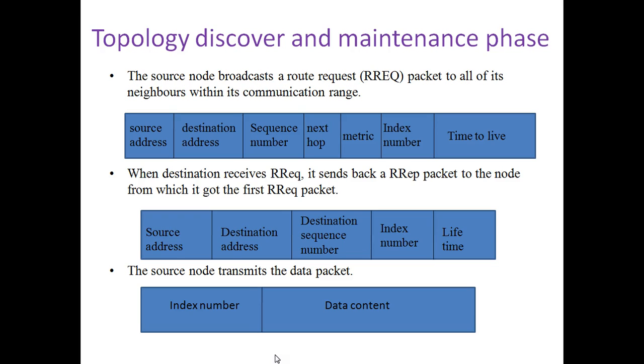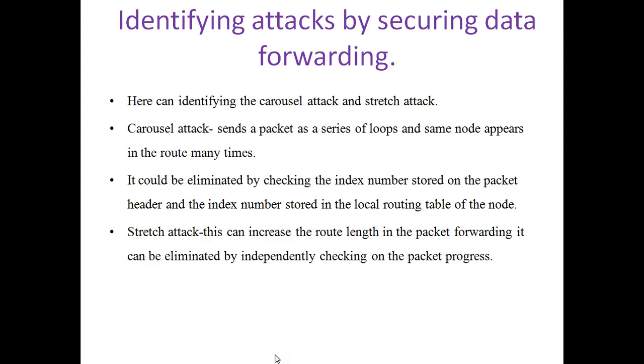The source node broadcasts a route request packet to all of its neighbors within the communication range. After receiving the route request, the destination sends back the route reply packet to the node from which it got the first route request packet. That is the node which sent the route request packet to the surrounding nodes. After getting the route reply packet, the source node transmits the data packet through the honest node.